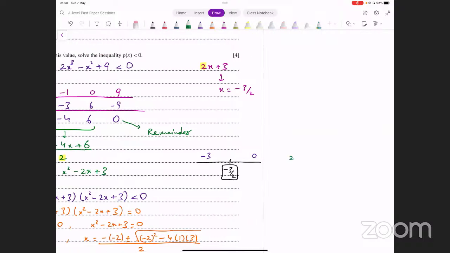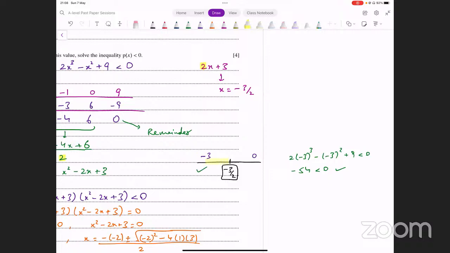-3 input करते हैं तो हमारे पास आता है 2 into -3 whole cube minus -3 whole square plus 9 less than 0. What does that give us? On the left side, that's -27 into 2 minus 9 plus 9, that's -54. -54 less than 0. Is that correct? That is correct. So that means the region on the left side is correct.